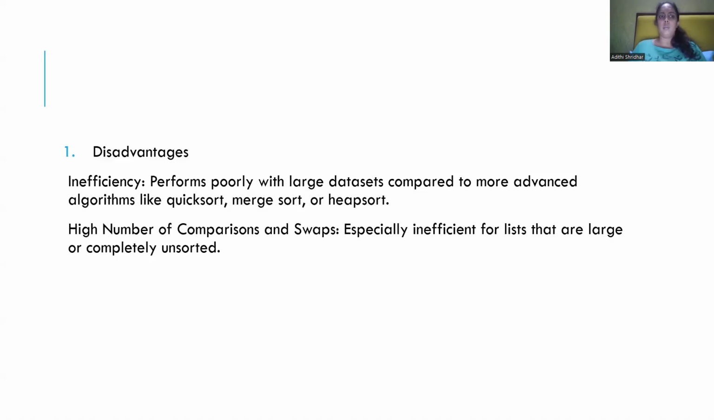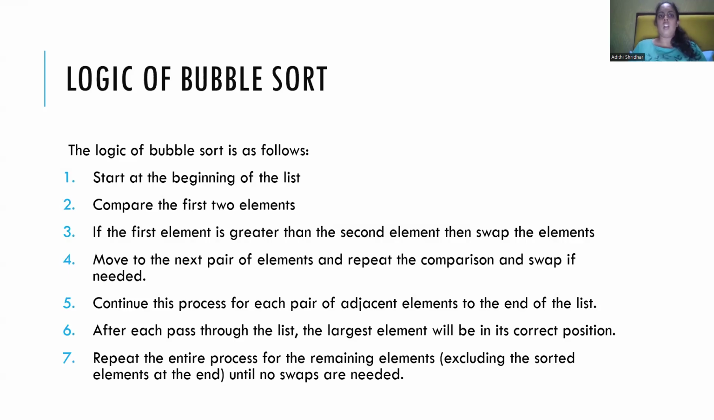The disadvantages of bubble sort are inefficiency, performs poorly with large data sets compared to more advanced algorithms like quicksort, merge sort, or heap sort; high number of comparisons and swaps, especially inefficient for lists that are large or completely unsorted. The logic of bubble sort is as follows.